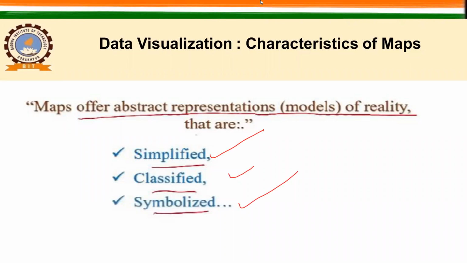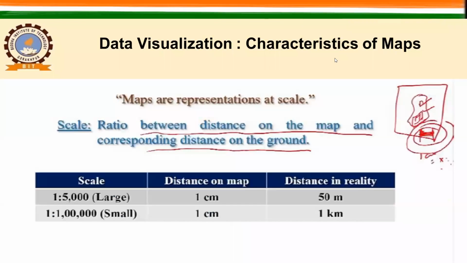After that, the next part is, maps are the representation at a scale that you have already gone through. So I have explained all the different types of scale in lectures. So now the scale is basically, as I have told you, the ratio between the distance on the map and the corresponding distance on the ground. So here I am talking about the scale of this map.